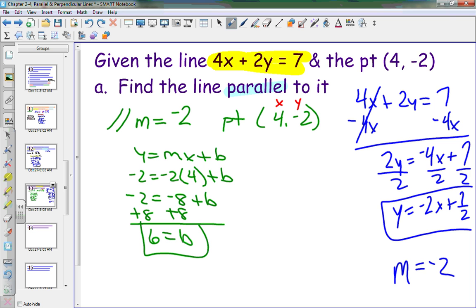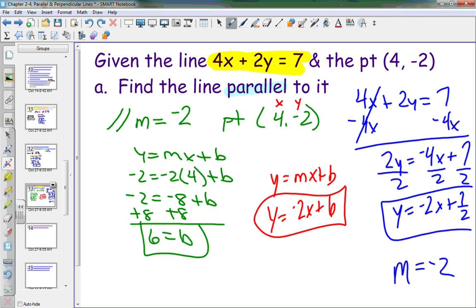So now that I've found b, what do I find for my answer? Plus 6. Okay? Now, are these two lines right here parallel lines? Yeah. How do you know that they're parallel lines? The slopes are what? Exactly the same.